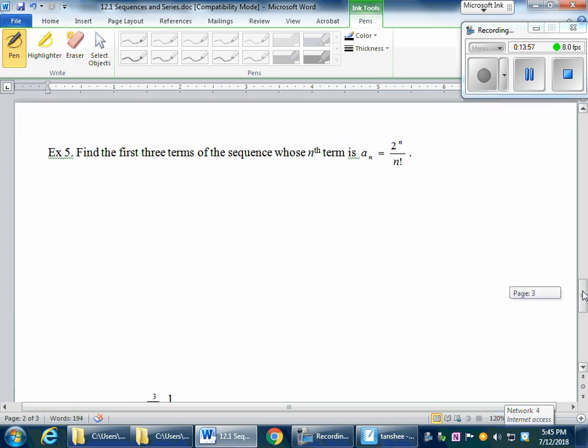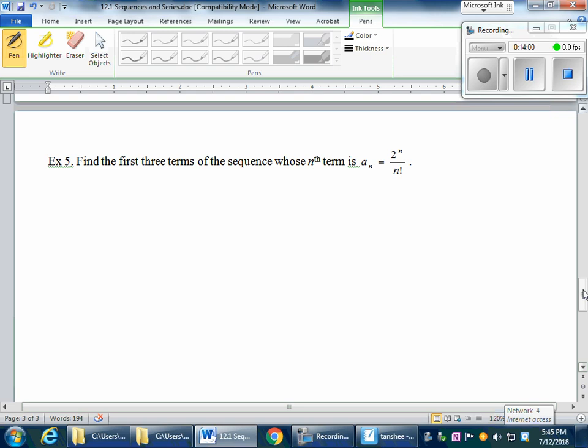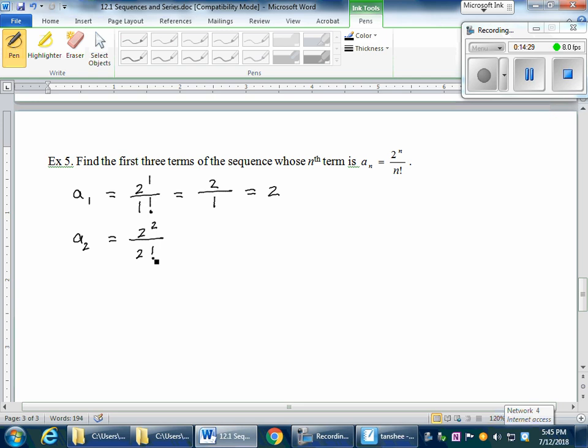In this case, I want to find the first 3 terms of the sequence where the sequence has a formula with a factorial symbol involved. So let's talk about the first 3 terms. The first term a sub 1 will be 2 to the first power over 1 factorial. 2 to the first power is 2, 1 factorial is 1, so that is equal to 2. A sub 2 is 2 to the second power over 2 factorial. 2 to the second power is 4, and 2 factorial means 2 times 1. According to the definition, this gives me 4 divided by 2, which is 2.